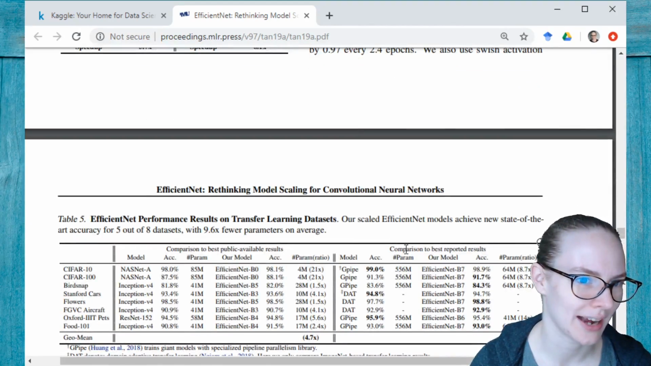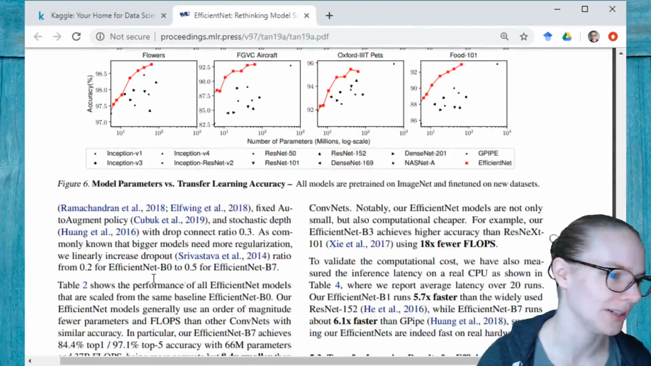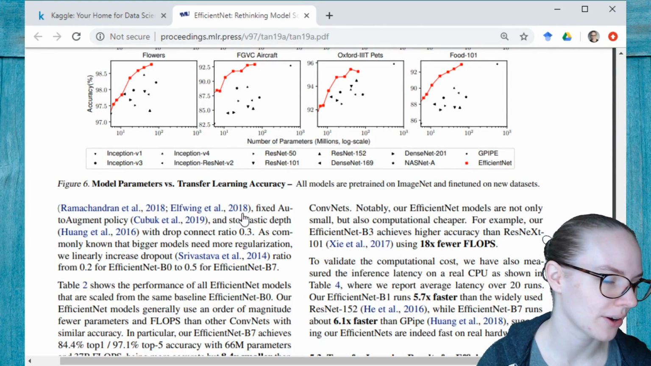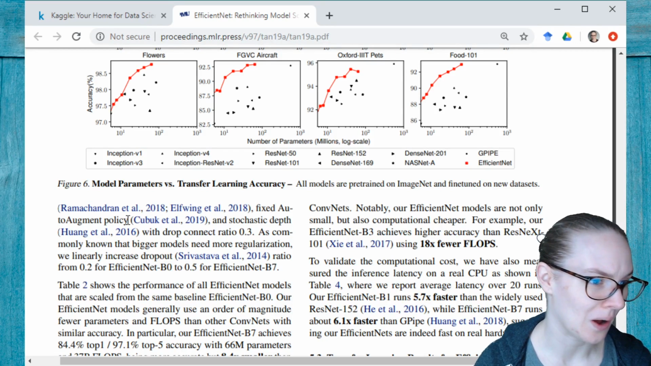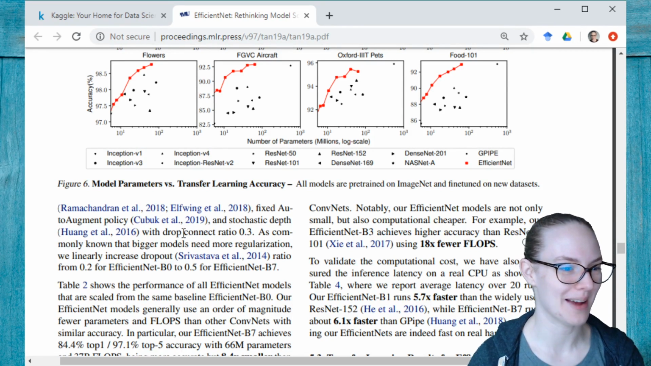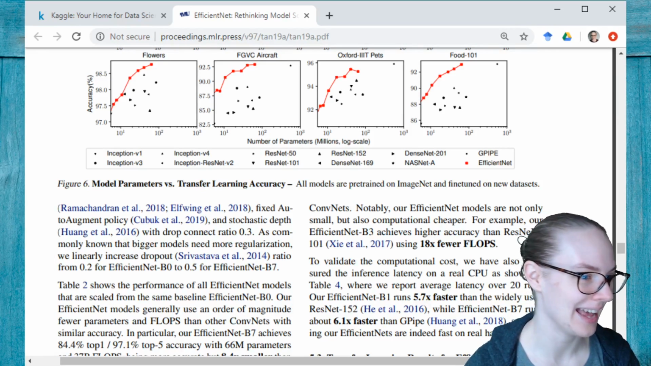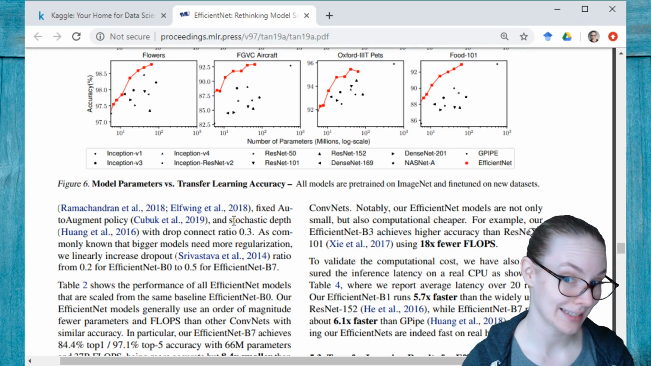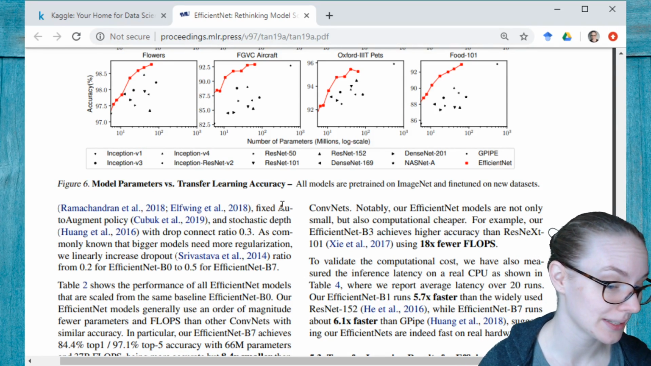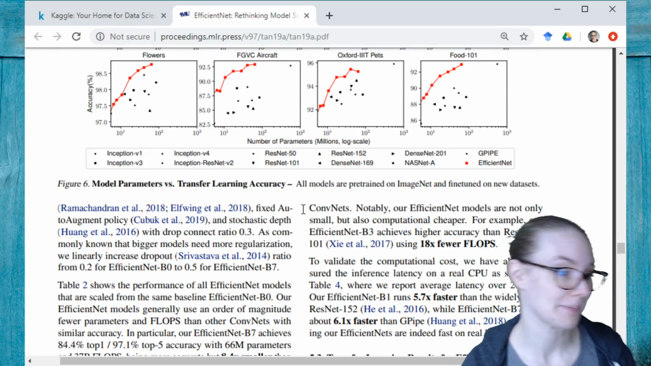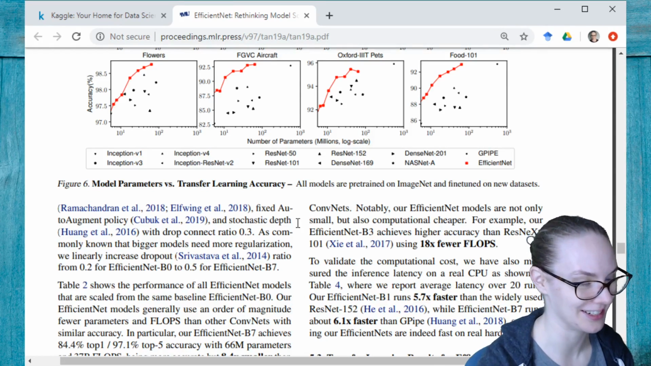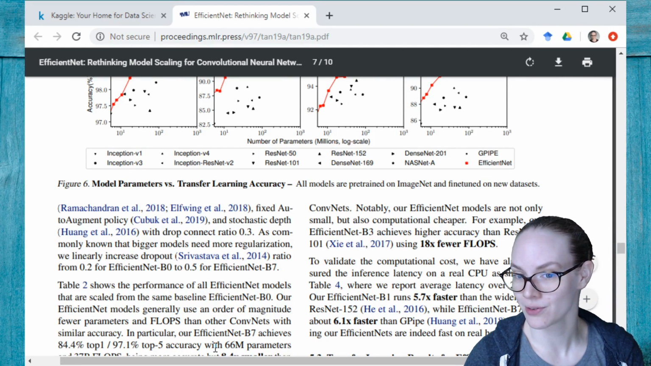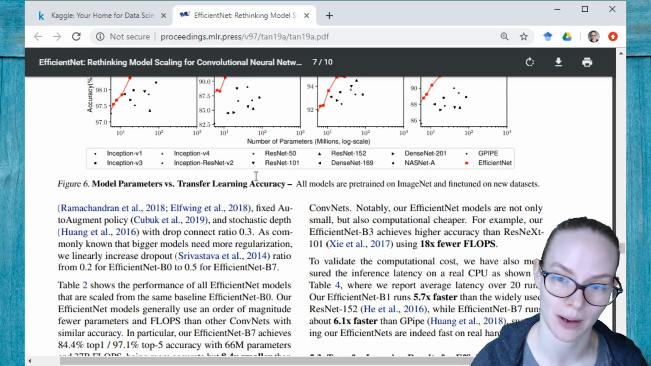We also use swish activation. What the heck is swish activation? Ramachandran et al. 2018, Elfwing et al. 2018, fixed AutoAugment policy, Cubuk et al. 2019, and stochastic depth with a drop connect ratio 0.3. Don't know what those are. Guessing those are specific to convolutional neural networks. If anyone has more information, please feel free to jump in on the chat. I don't want to go and chase these papers down. But if you are looking for further readings in convolutional neural networks, those might be a good choice.